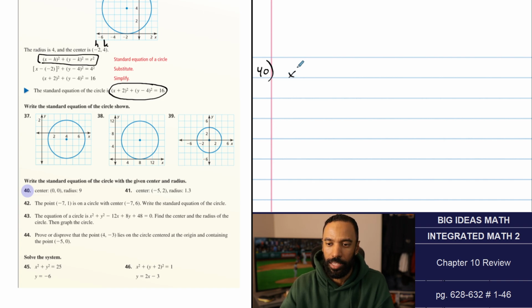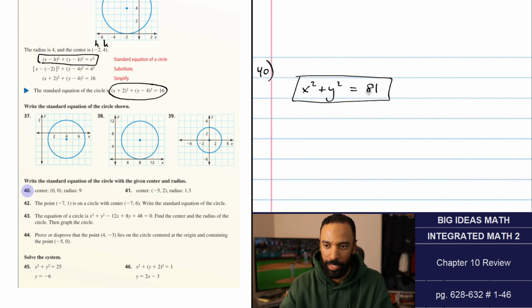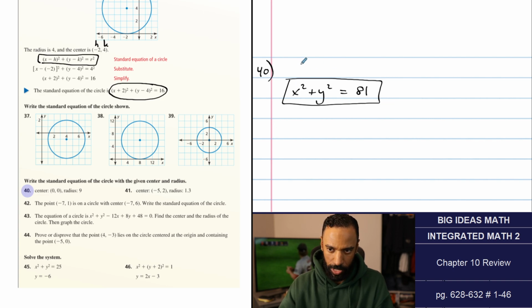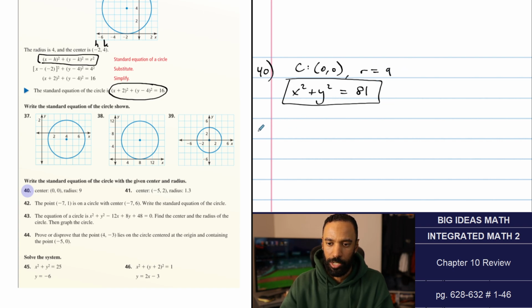Your h is 0, k is 0. We just saw that as the previous one. That's x squared plus y squared equals, and then 9 squared is 81. I feel like copying down that information though. That's one of my things that I do. So center is 0, 0, and radius equals 9. That's number 40.